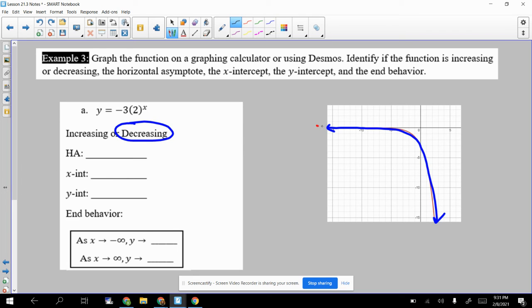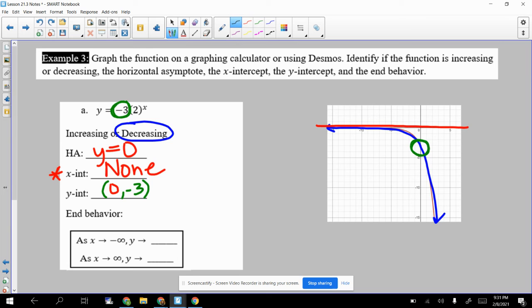Where is your horizontal asymptote? Well, again, we haven't moved it up or down or left or right. So we're going to say that that is at y equals 0. Your x-intercept for all of these, if you have a horizontal asymptote at y equals 0, meaning the x-axis there, you are not going to have an x-intercept. So you're going to say none. Then your y-intercept, you can see where it crosses the y-axis here. So that's at 0, -3.